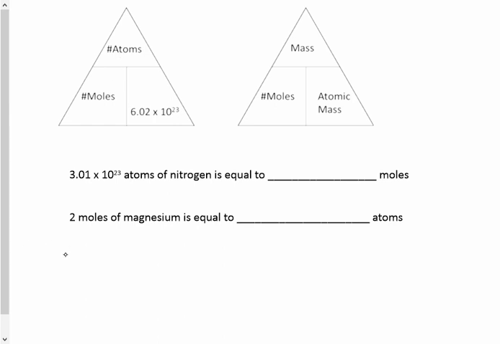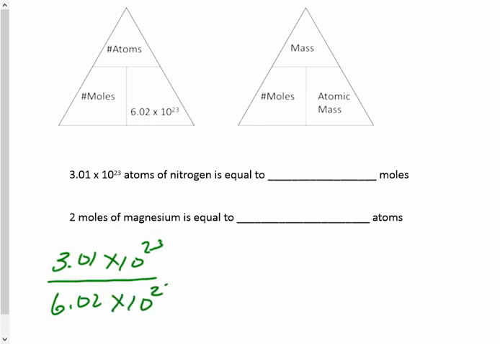So let's do that. That would be 3.01 times 10 to the 23rd divided by 6.02 times 10 to the 23rd. Well, now these would cross off. They're the same thing. So I'm just going to X those two off when we divide them. And I just have 3.01 divided by 6.02. So that's equal to 0.5 moles.